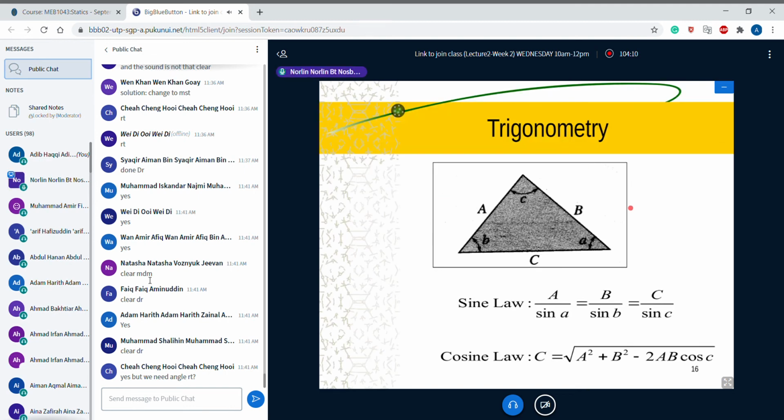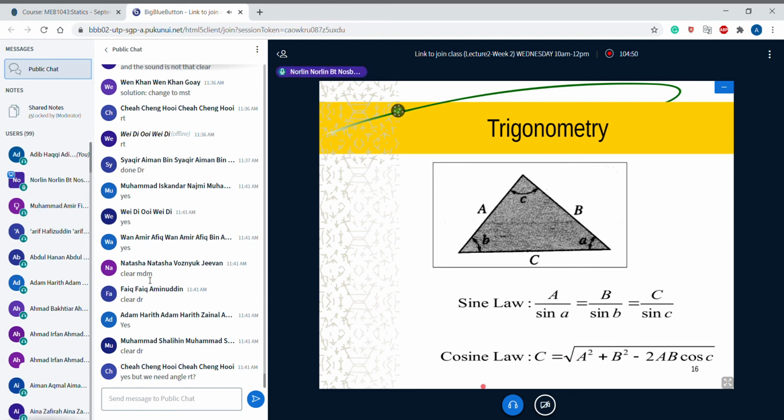Okay, this one is the sine law. You all know, I'm sure, from secondary school, A over sine theta. If you want to find A, the magnitude, you need to have the theta at A here, or you want to find B, or you want to find C, you can use this formula. Make sure one or two values are known.